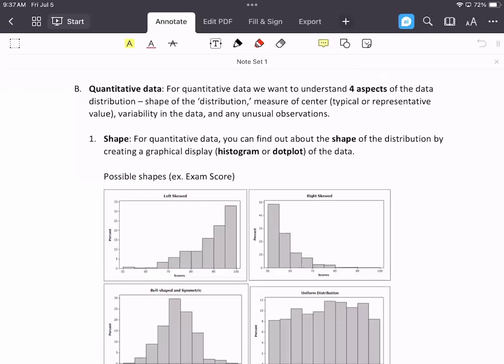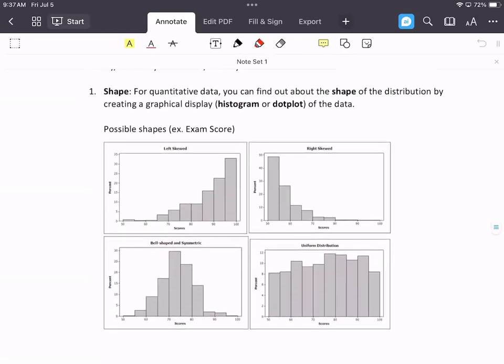So what do we mean by shape? Well, let's take a look here. We've got an example of exam scores. Let's say these are from some class, could be any class. And what is plotted here are called histograms. So looking at these here, these are all histograms.